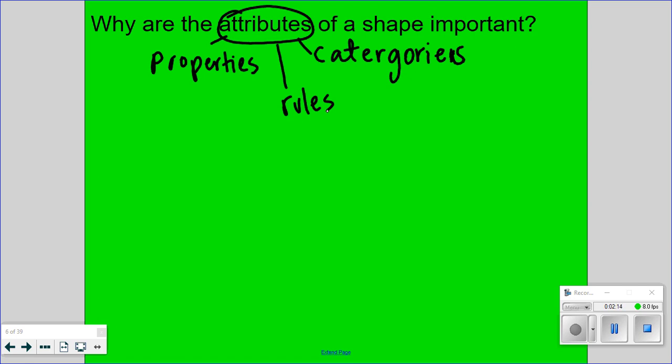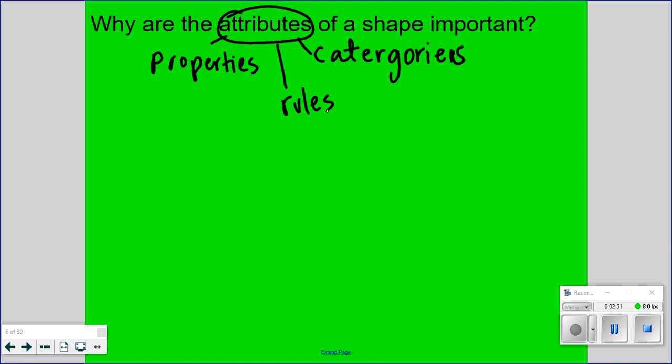Now that we know what attributes are, let's look at that question. Why are the attributes of a shape important? Why would I need to know that? Why would that be important? Tell me what you think. Because if there weren't any rules or categories, properties of the shape, it wouldn't be a shape. Okay. We need these rules and properties to call shapes.